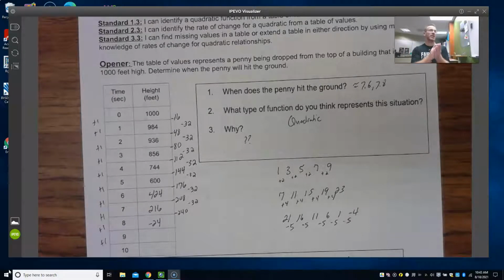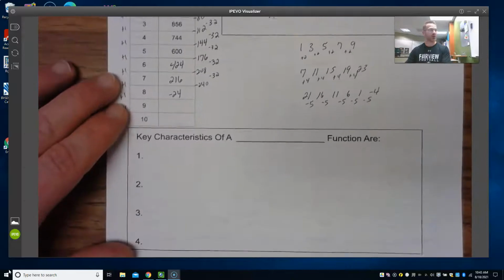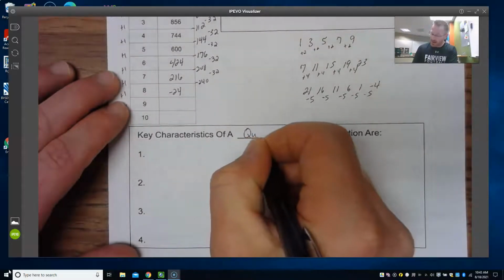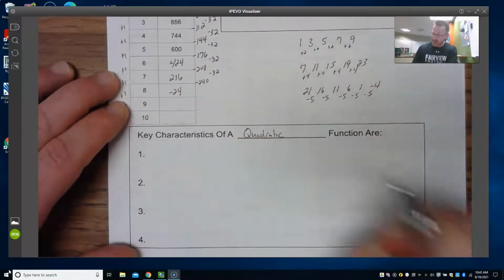So if your rate of change is not constant, right? So I do not have a constant rate of change. What you want to look at is, ask yourself, is the rate of change changing by the same amount every time? So now let's go down and take a few notes on characteristics of a quadratic function.